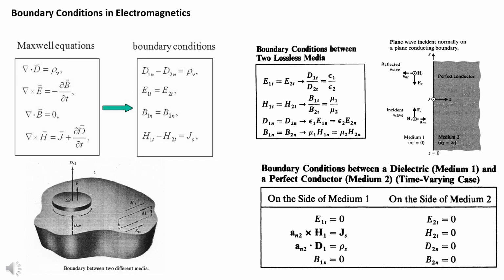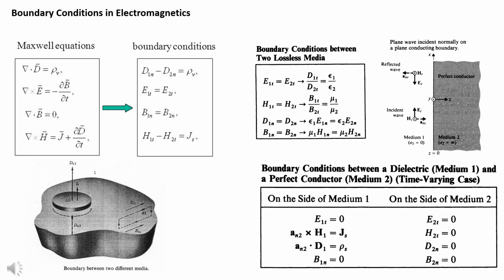By carefully applying Maxwell's equations at the interfaces between different materials, we can extract the specific boundary conditions that the electric and magnetic fields must satisfy. This process ensures that the fields behave correctly at the boundaries, a crucial aspect when solving real-world electromagnetic problems.